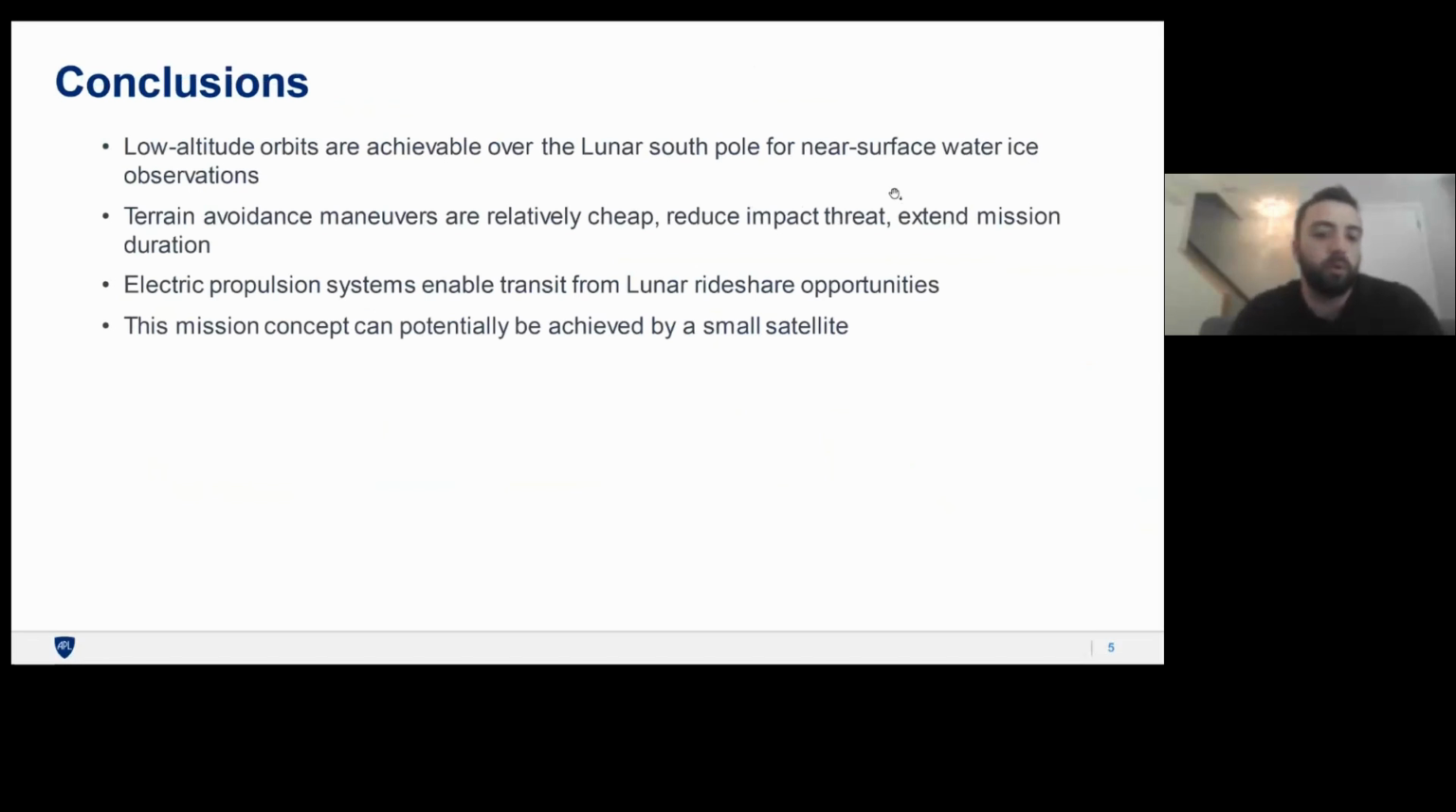So just a quick concluding remark. So these low altitude orbits are achievable over the lunar south pole. Unfortunately, terrain avoidance maneuvers are critical, but luckily they're relatively cheap and they reduce our impact threat and allow us to extend our mission duration. Solar electric propulsion is absolutely going to be critical to deliver the spacecraft into our science orbits, but we do have those capabilities, and we're excited to say that we think that this mission concept would be achievable with a small spacecraft, either a large CubeSat or something like an ESPA class spacecraft, which is exciting.